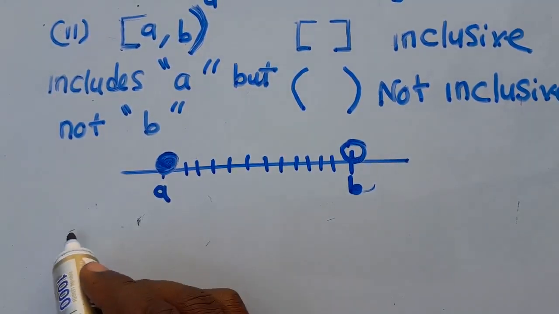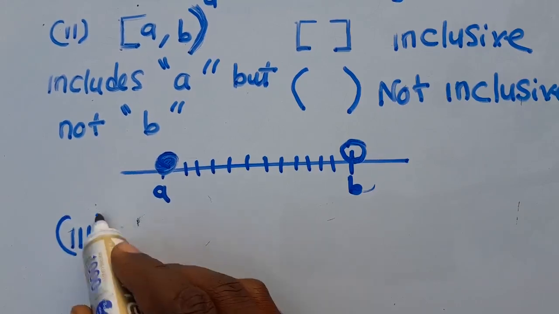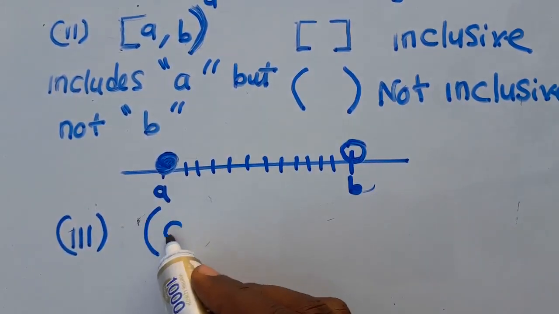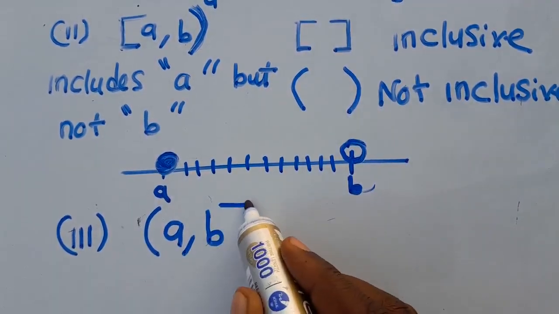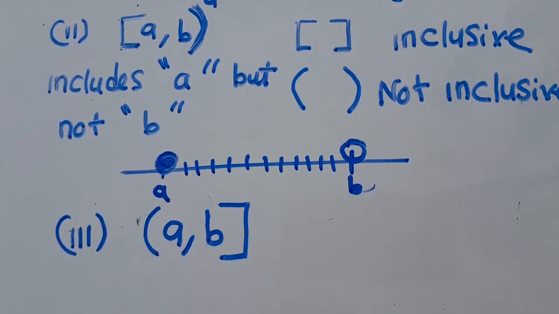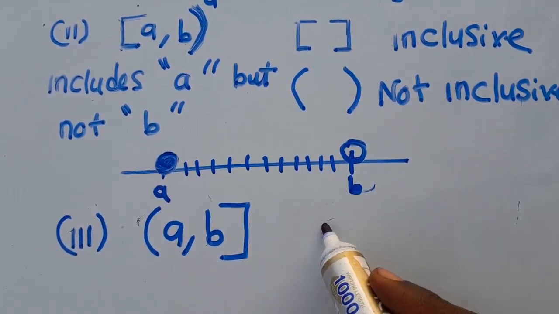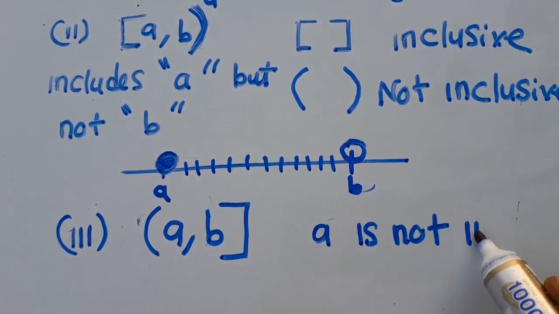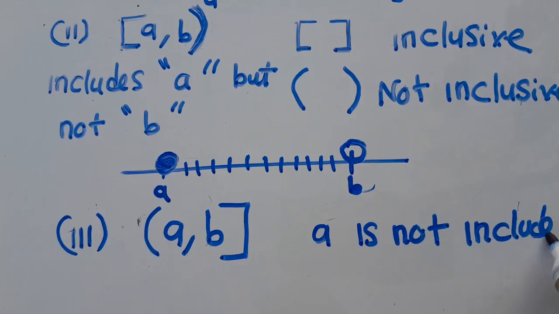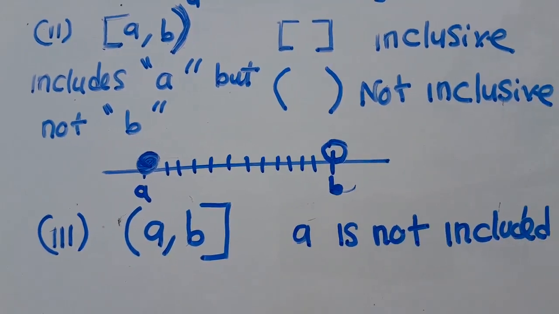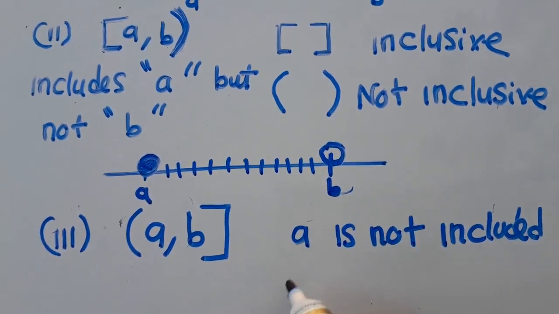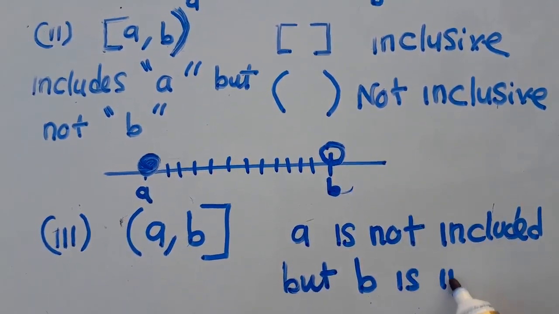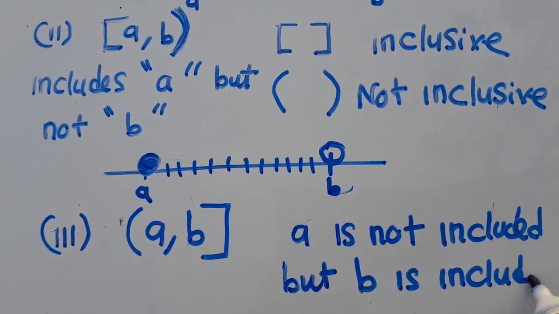So we now look at another part. We move to the third one. What if it is like this? We've started with something like this, then B like this. What does this mean? This means that A is not included, but B is included. This is what it means.